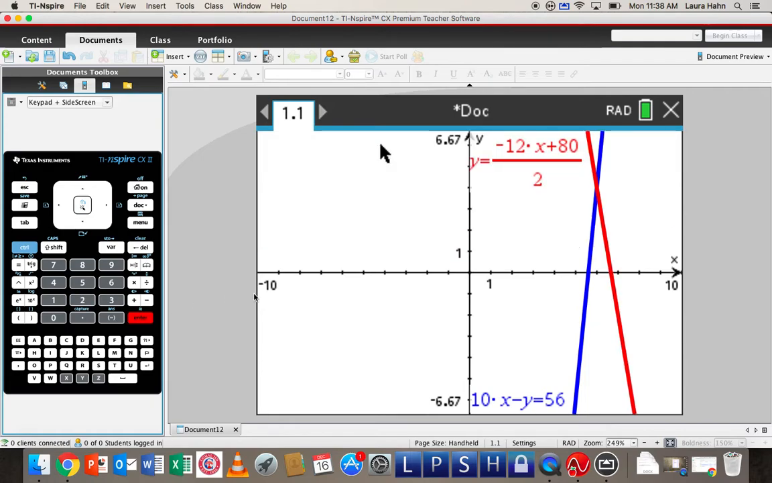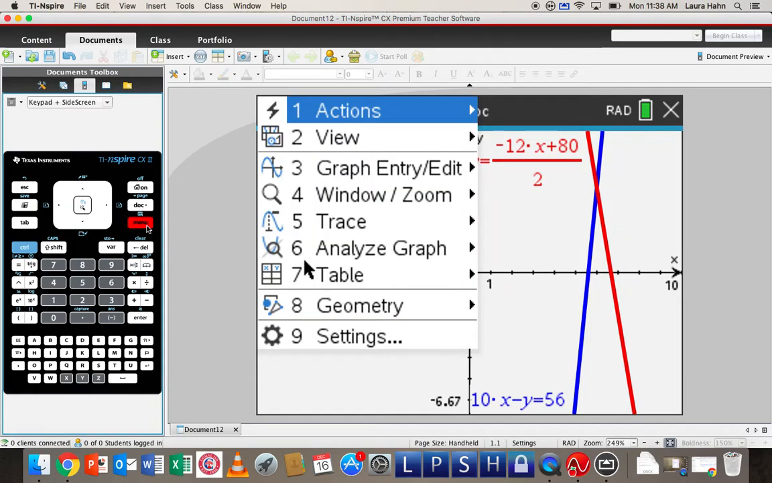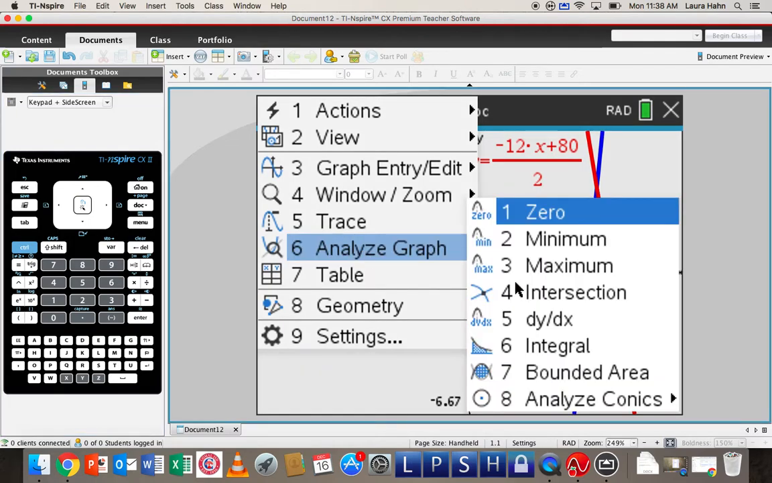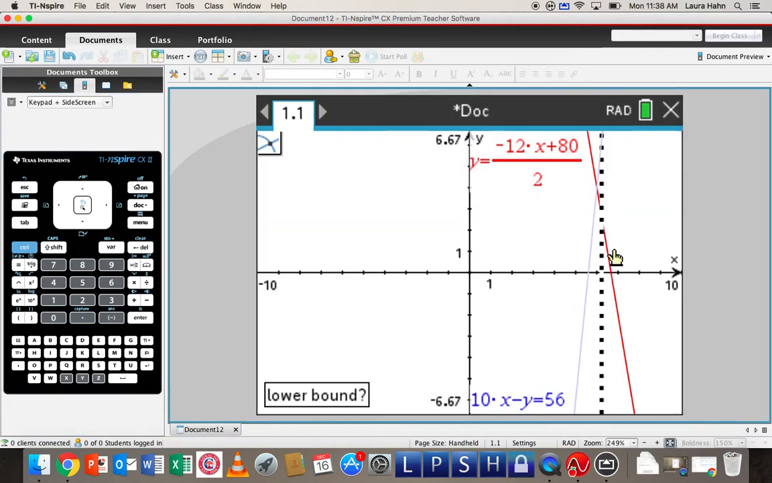All right, there is no reason to zoom out because I can already see where these 2 lines intersect. So I'm going to press menu, analyze, intersection, so menu 6-4. So make sure that you are not on top of it. You want to be somewhere to the side. It doesn't matter which side. As long as you're on the side of the intersection, click enter.